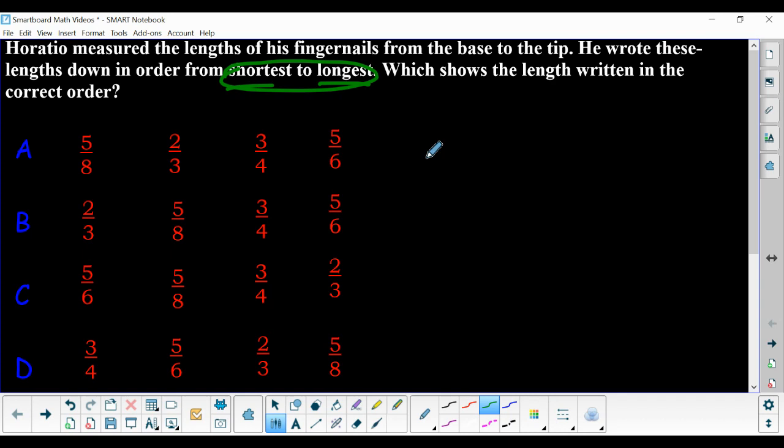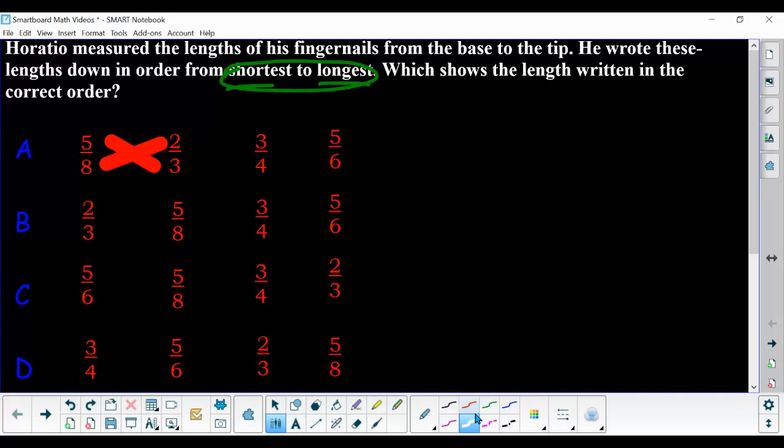In this case, it's shortest to longest. The method I like to use, that I'm going to be using a lot in class, is cross multiplying, when you're comparing to see if one fraction is bigger than the other, or vice versa. And if you got multiple choice, it's always best to start off with A. So that's what I'm going to do. Cross multiplying means you multiply the numbers diagonally. That means I'm going to multiply 5 with 3, and then I'm going to multiply 2 and 8.